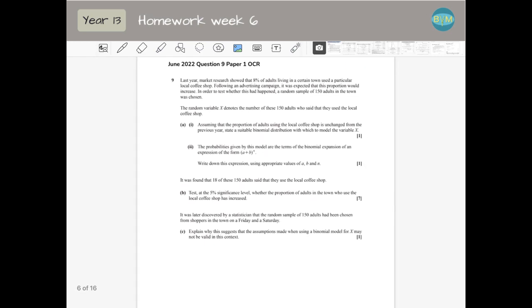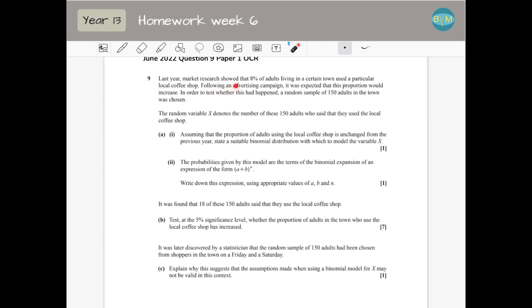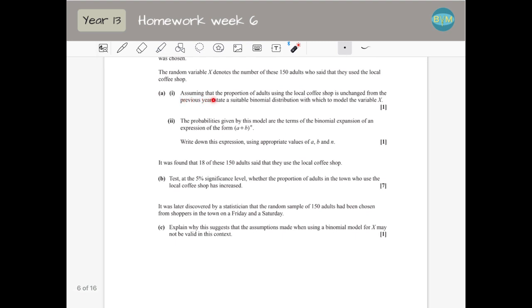This is question 4. Last year, market research showed that 8% of adults living in a certain town use a particular local coffee shop. Following an advertising campaign, it was expected that the proportion would increase. In order to test whether this has happened, a random sample of 150 adults in the town was chosen. The random variable X is the number of these 150 adults who say that they would use the local coffee shop. Assuming that the proportion of adults using the local coffee shop is unchanged from the previous year, state a suitable binomial distribution model to use.